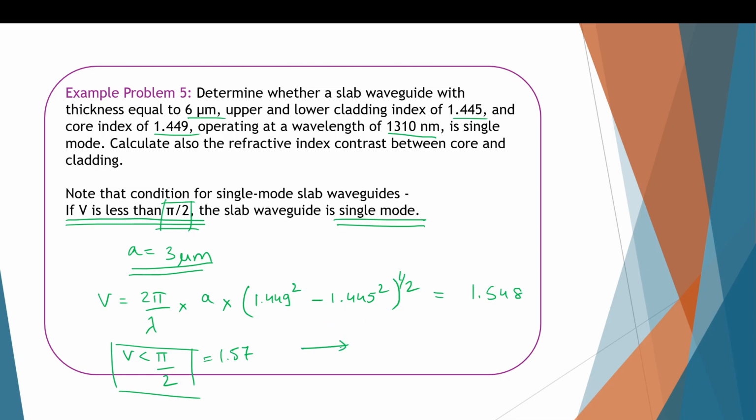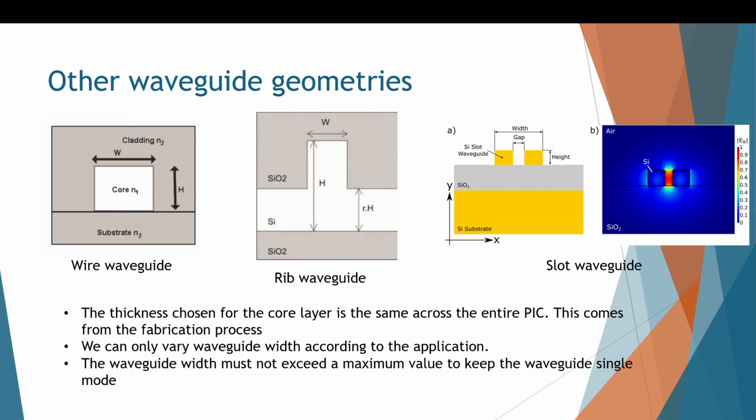So then what does it mean? It is single mode, like you said. Also, they've asked us to calculate refractive index contrast. I am sure you can do it: just this divided by 2 times n core. Okay. So yeah, that was about planar waveguides.